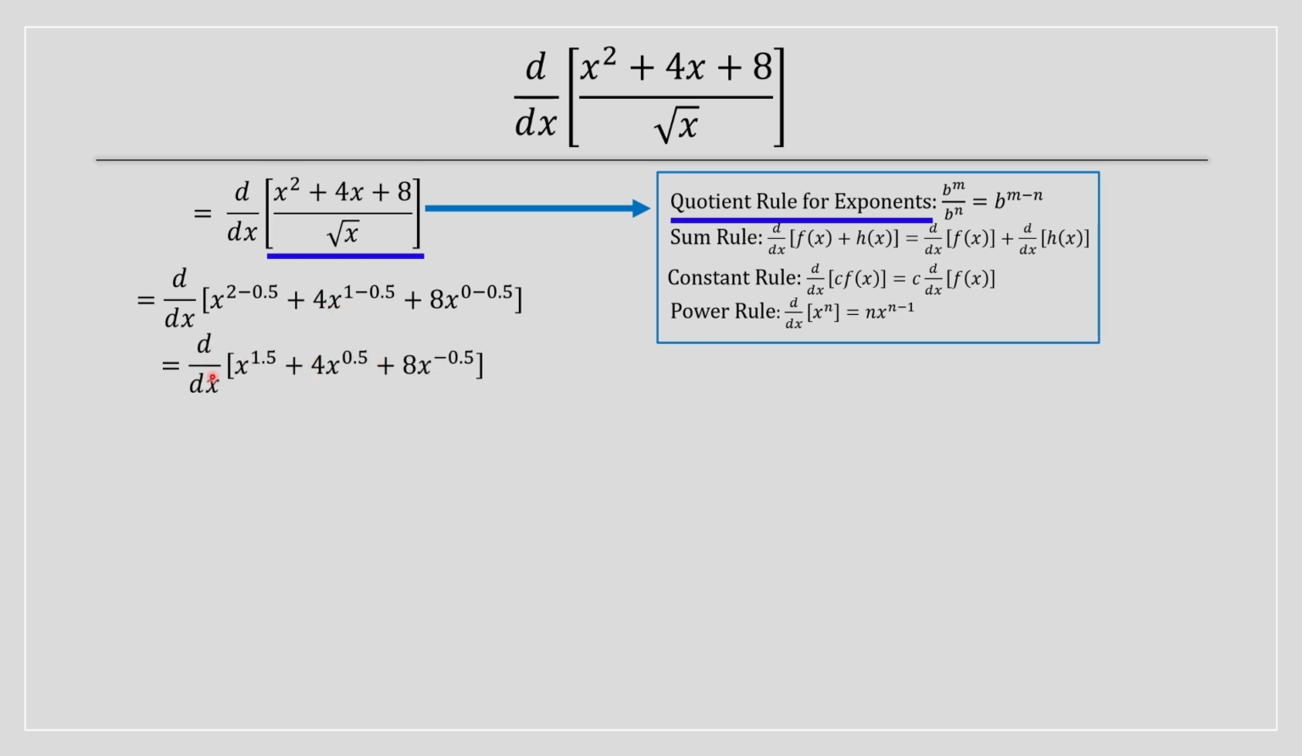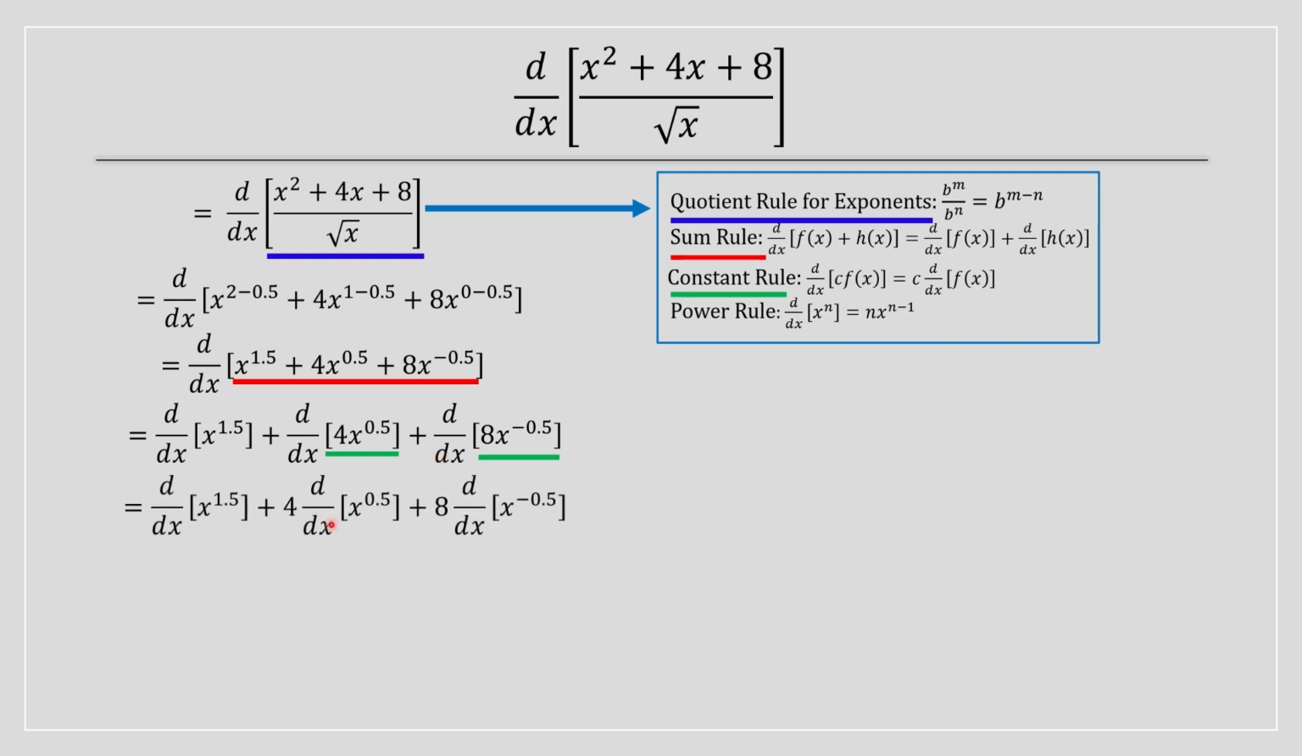Now we distribute this derivative term to every term. We're going to do that by applying the sum rule. Then we're going to remove this 4 and also this 8, and bring them outside by applying the constant rule. Once we've done this, we can apply the power rule for each individual component.